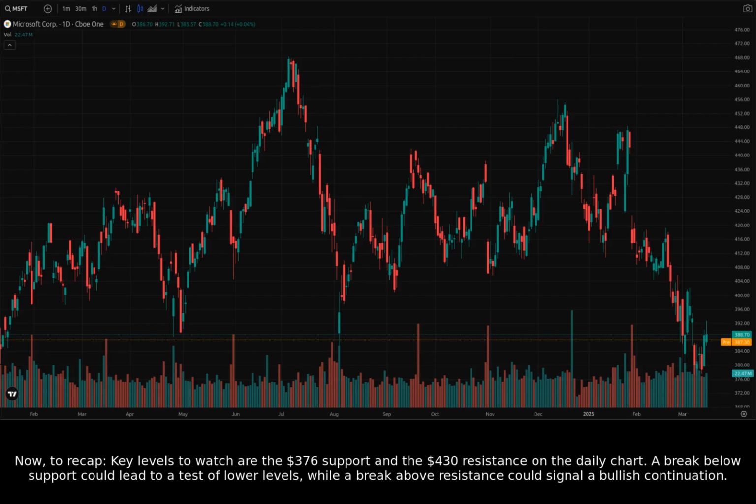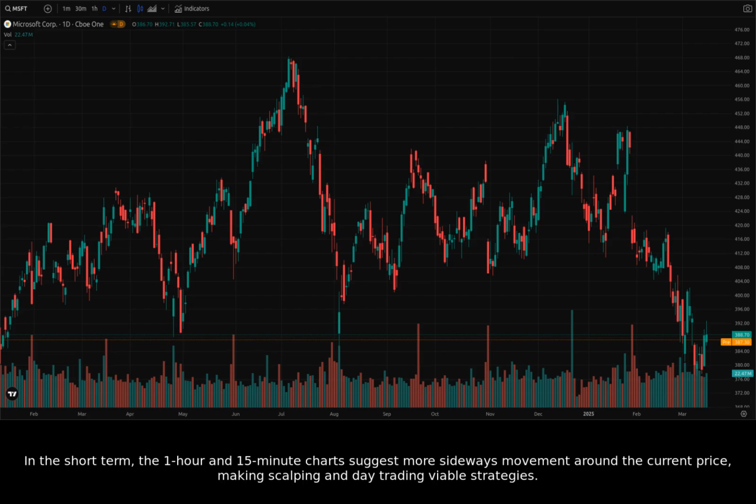Now, to recap, key levels to watch are the $376 support and the $430 resistance on the daily chart. A break below support could lead to a test of lower levels, while a break above resistance could signal a bullish continuation. In the short term, the 1-hour and 15-minute charts suggest more sideways movement around the current price, making scalping and day trading viable strategies.